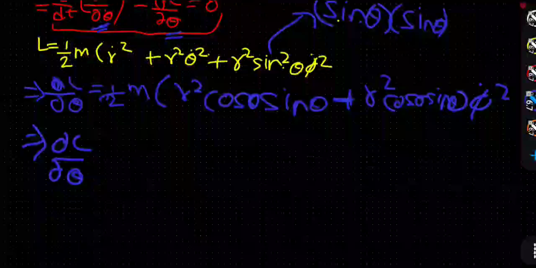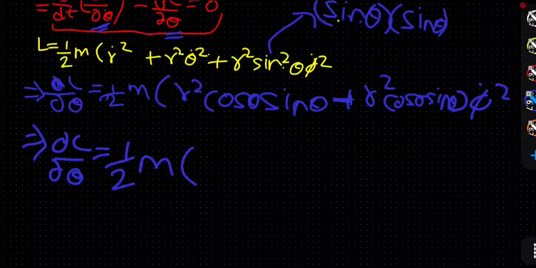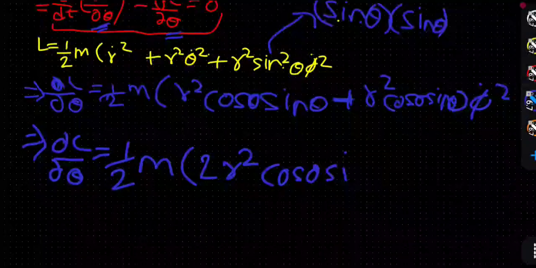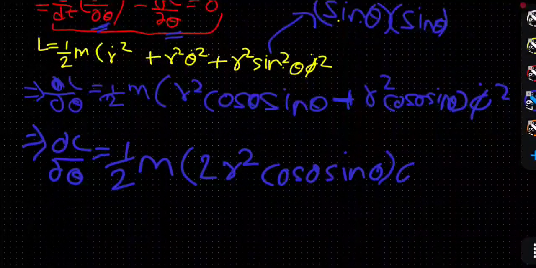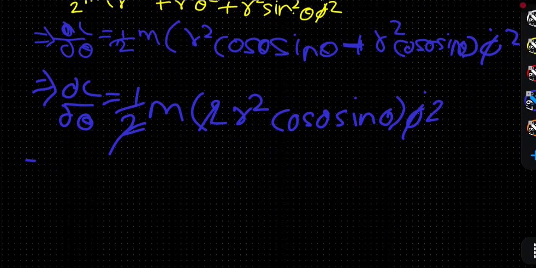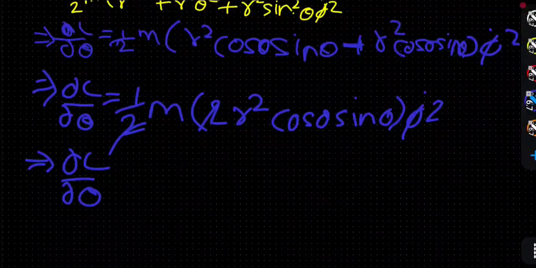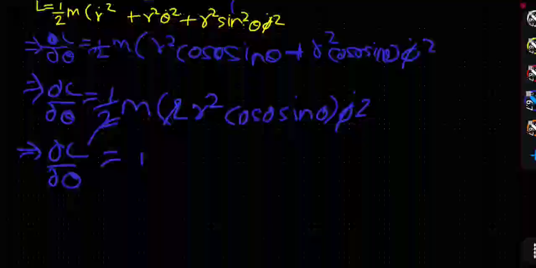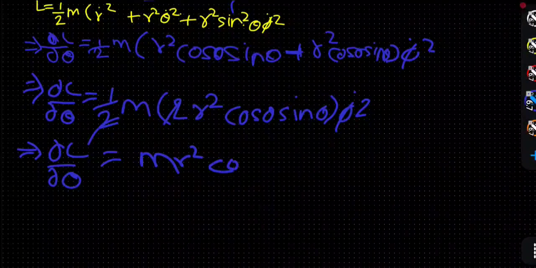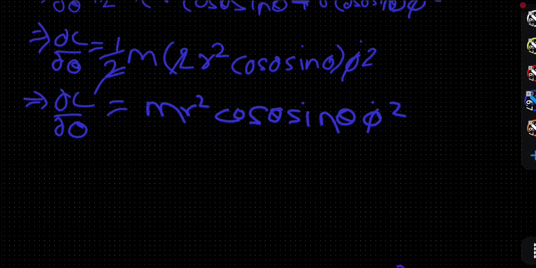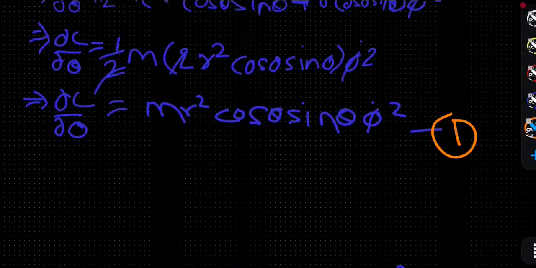Now del L by del theta is equal to, simplifying it, 1 by half mass into 2r square cos theta sine theta phi dot square. Now these two will cancel out, and we are left with del L by del theta equal to m r square cos theta sine theta phi dot square. So this is, let's say, our equation number 1.